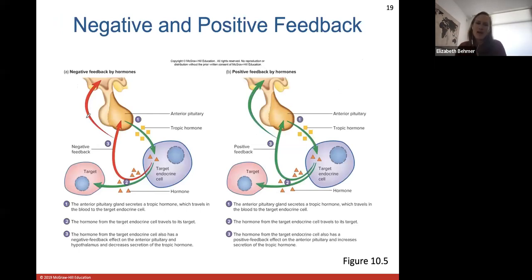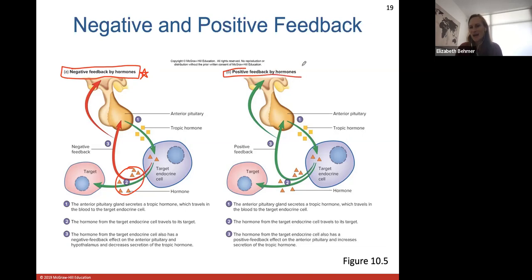So here we have an example of negative feedback on the left. So here's negative feedback control by hormones. What this is showing is that when your target endocrine cell releases its hormone, when levels of this hormone get to be at an adequate or normal range in your blood, it tells the first part, the anterior pituitary or your hypothalamus, to shut off production of that hormone. Because levels of this hormone, once they reach their normal homeostatic range, will turn off the production of the hormone in general. So that's the most common way that we regulate levels of hormone in the body.